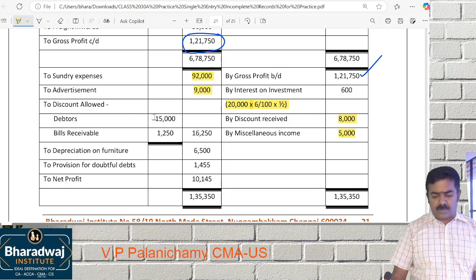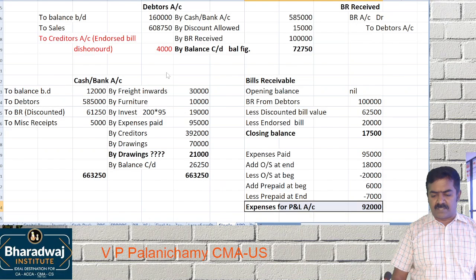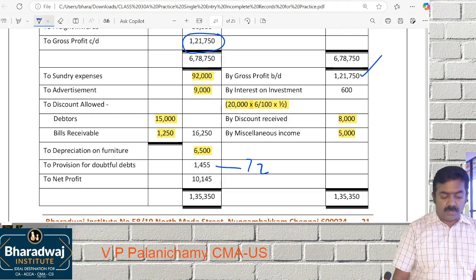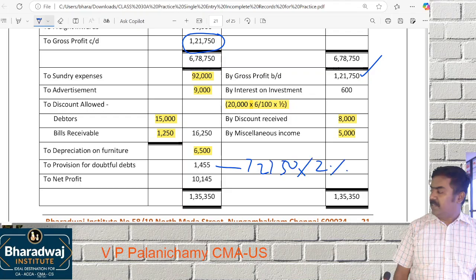Discount allowed for debtors 15,000. Bills receivable discounted, 1,000 to 15. Then depreciate furniture. Provision for doubtful debts on the closing balance of debtors. What is the closing balance of debtors? 72,750 into 2% போடும். கொடுத்திருக்காங்க இல்லையா? What is the closing balance of debtors? 72,750 into how much they asked you to provide? 2%. 72,750.